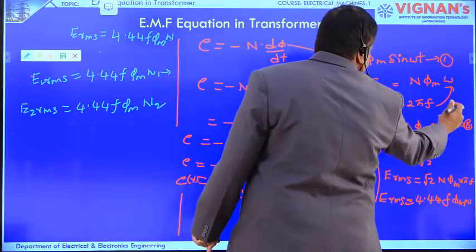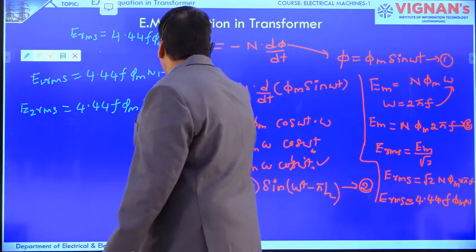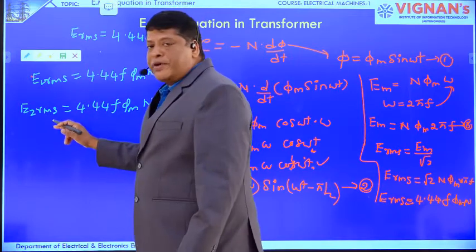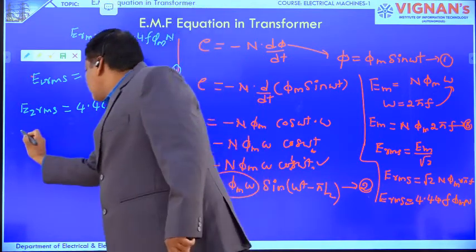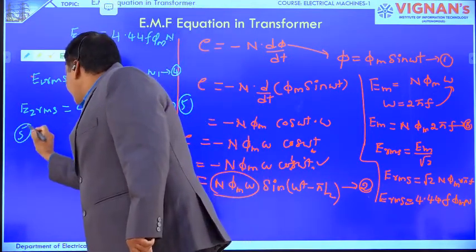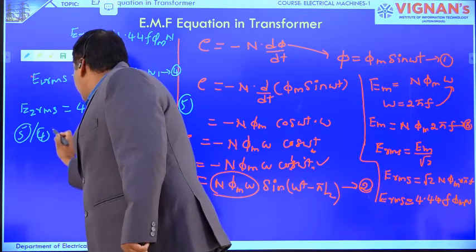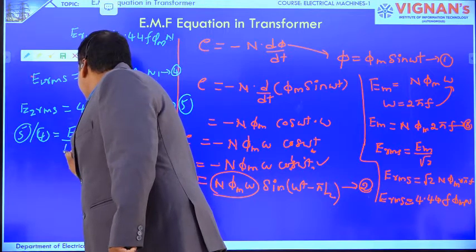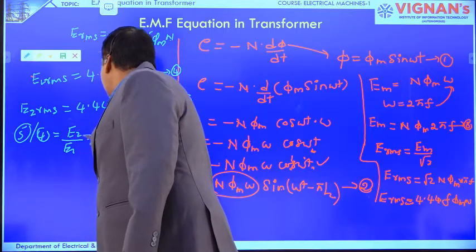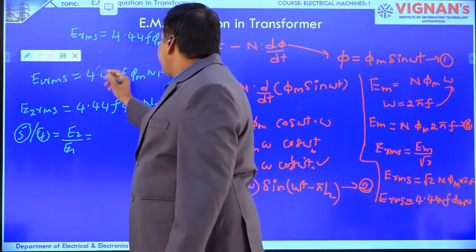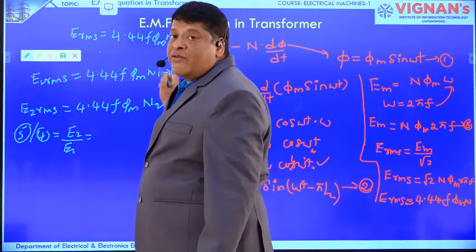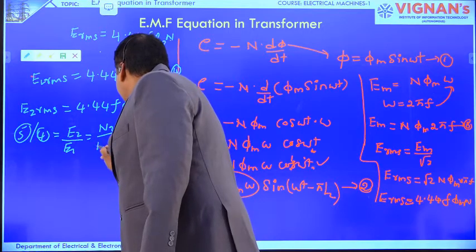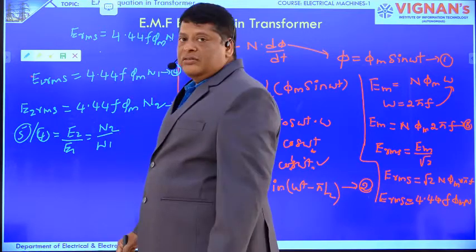Up to here we have taken equation 3, so here we take equation 4, and this is equation 5. Now take the ratio of equation 5 by 4. You are getting E2 RMS divided by E1 RMS. Remaining everything is constant except N1 and N2, so N2 by N1.